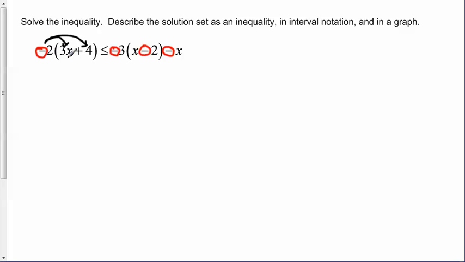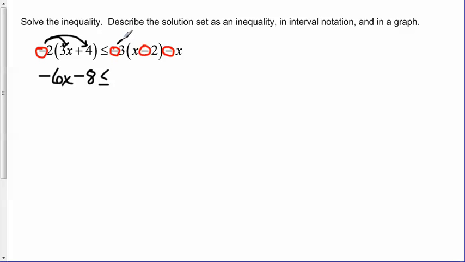So -2 times a positive 3x, well, a negative times a positive we know is negative, and 2 times 3x is going to give us 6x. And then the -2 is also going to distribute to the positive 4. So again, a negative times a positive is a negative, and 2 times 4 is 8. Now we want to bring down this inequality sign. We're going to bring that down, remembering that we don't want to put an equal sign here. We want the inequality less than or equal to.